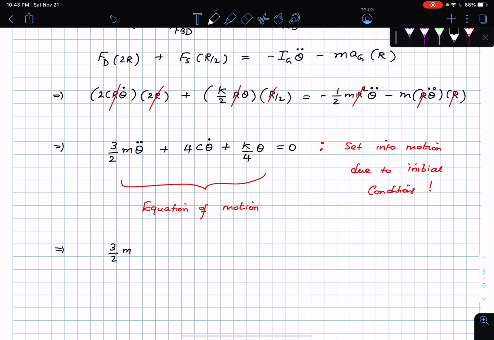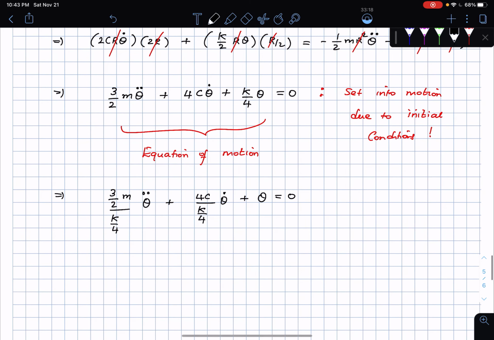Okay, so I bring the equation into the standard form, divide through, and I get 3 by 2 m divided by k by 4 theta double dot, then 4c divided by k by 4 theta dot, plus theta is equal to 0. Then compare with the standard form.